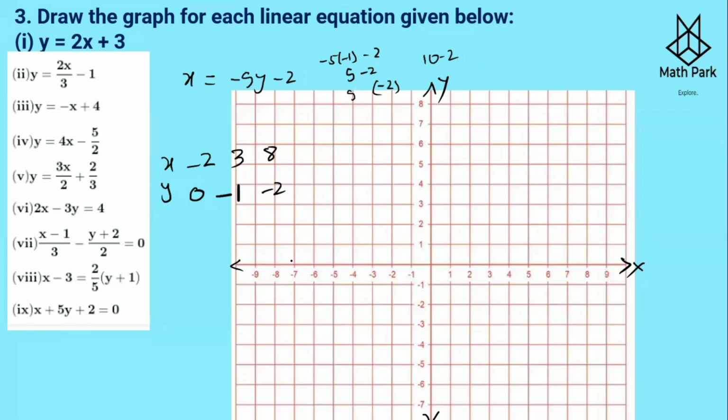So let us plot these points. We have minus 2, 0. The x coordinate is minus 2 and the y coordinate is 0, so this is going to lie on the x-axis. Then 3 and minus 1 is this point. Then 8 and minus 2 is this point. Then join it and your last graph is done. So we are done with the last one. The equation of this line is x plus 5y plus 2 is equal to 0. Got it?